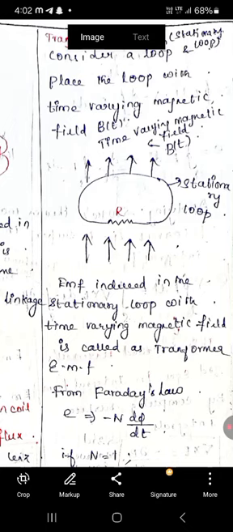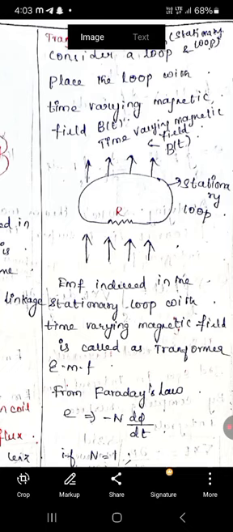So in transformer cases, we keep the circuit, that loop is considered as a circuit, stationary. That loop we have to fix in the presence of the time varying magnetic field. So here it experiences the induced EMF, right? The EMF gets induced in that stationary loop with the time varying change in magnetic field.